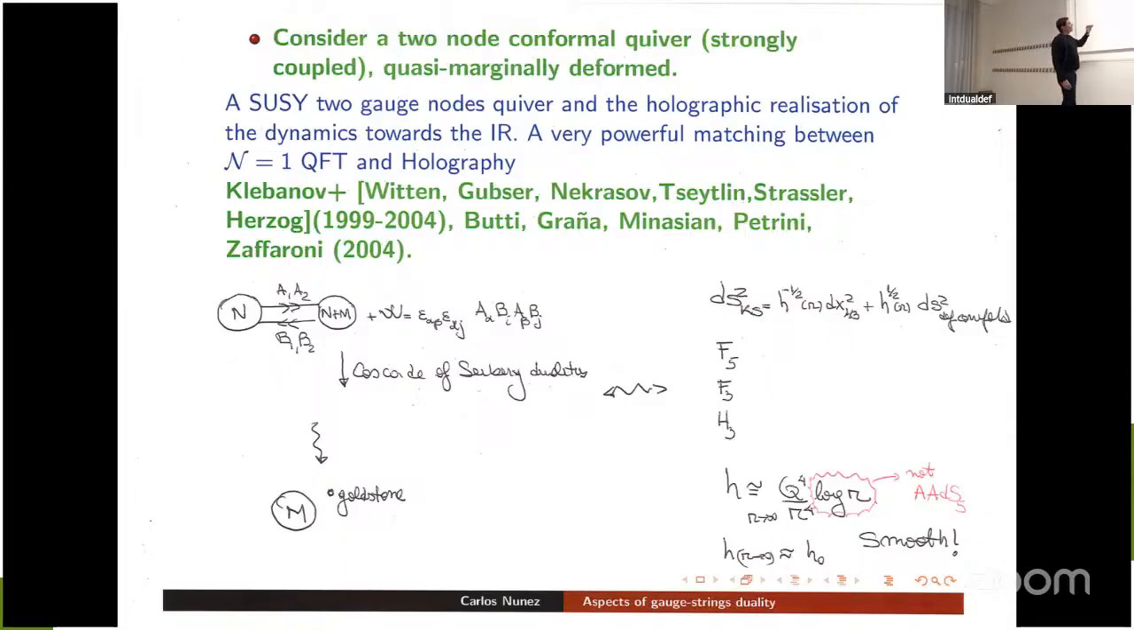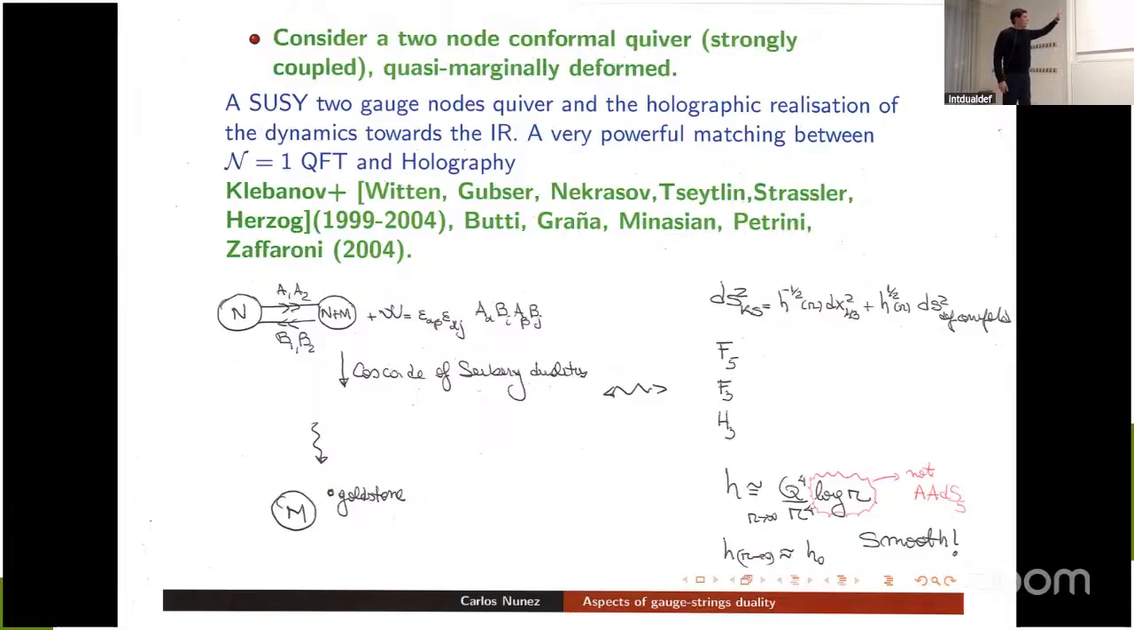And one can understand very precisely the evolution to the infrared of this theory. For those of you who are not familiar, never mind. This can be explained, but we can explain it on the side, by a cascade of Seiberg dualities, a set of Seiberg dualities, and the theory ends in some SU(M) field theory that confines and also has a Goldstone superfield. Okay?